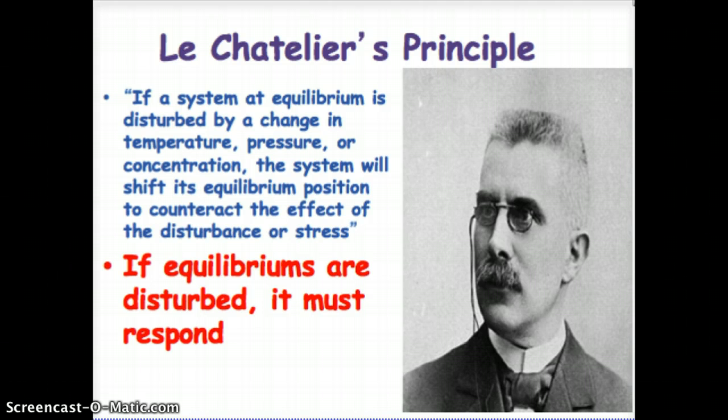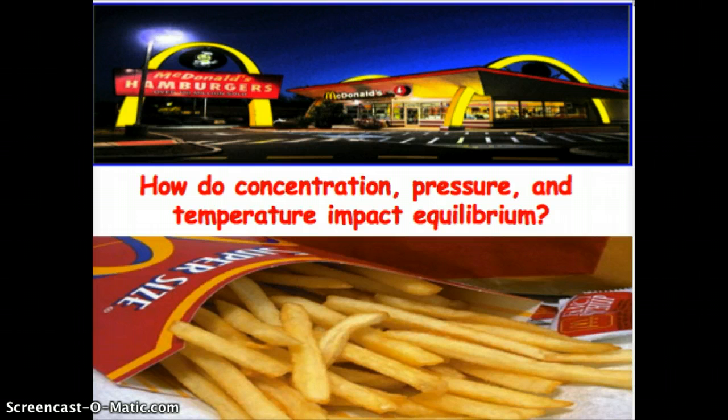The principle again states that when a system at equilibrium is disturbed, the system adjusts itself to reduce that change. It responds. For example, if you are disturbed by a loud noise, you're going to move into a quieter place. You're responding. So Le Chatelier's Principle just says how chemical reactions are going to respond if there's a change in concentration, pressure, and temperature. Okay, so that's the main idea. How do concentration, pressure, and temperature impact equilibrium?